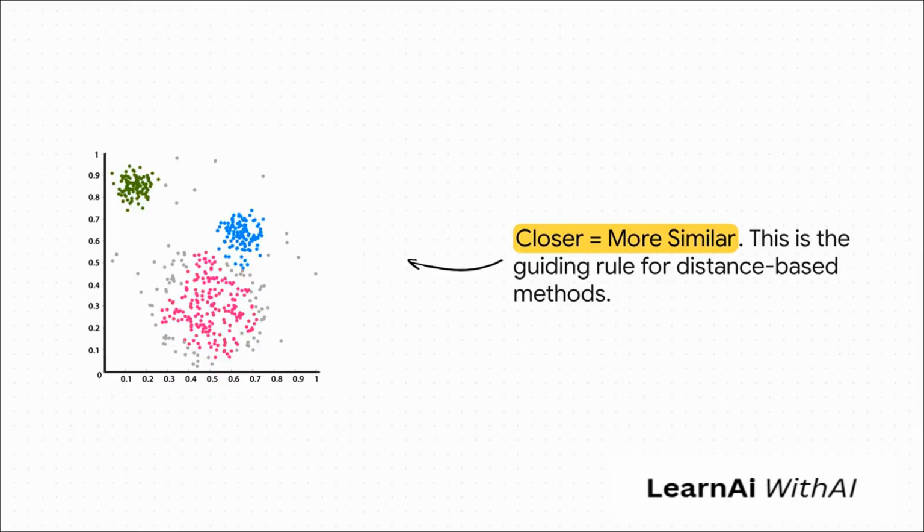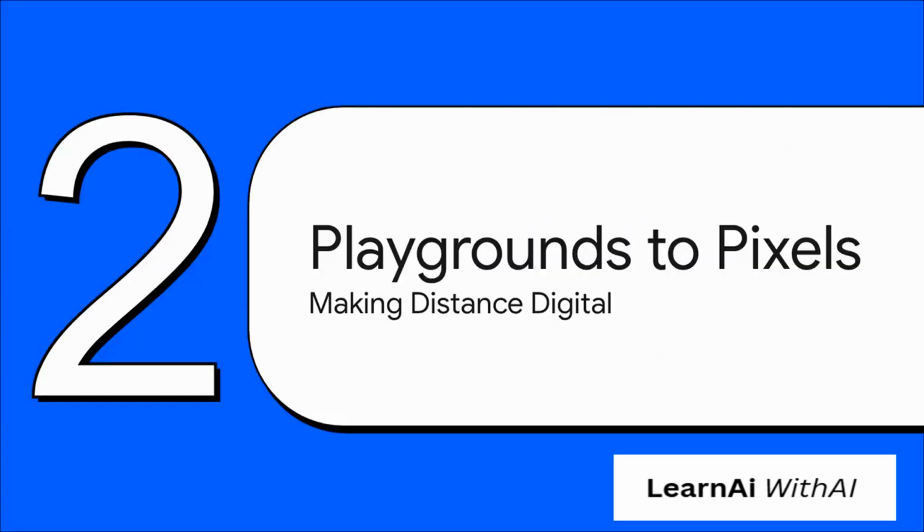And this image, well, it visualizes the whole concept perfectly. You can just see it. You've got these little neighborhoods of color. The green dots are all hanging out together. The blue dots have their own little cluster, and the pink dots are off in their own corner. They're considered similar just because they're physically close. That's the one rule to remember. Closer equals more similar.